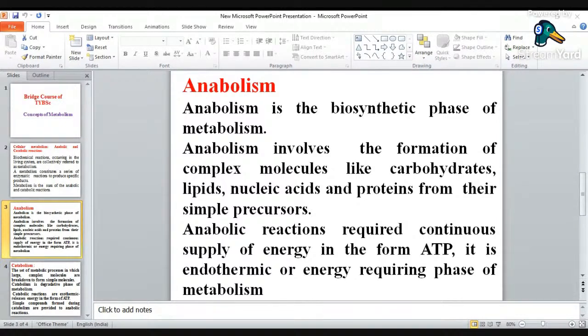Then where does the energy come from? Energy is supplied in the form of ATP. What is ATP? Do you know what ATP is? Anabolism is an endothermic reaction. Endothermic reaction means energy is required, or it is the energy requiring phase of metabolism. Energy is required for the anabolic or biosynthetic reaction. Now my question is, what is ATP?